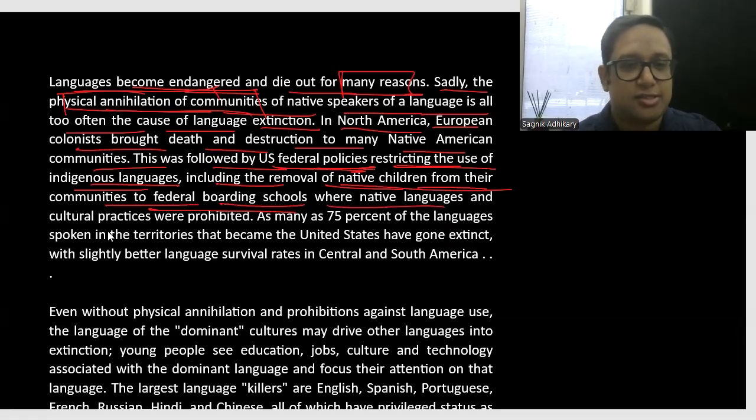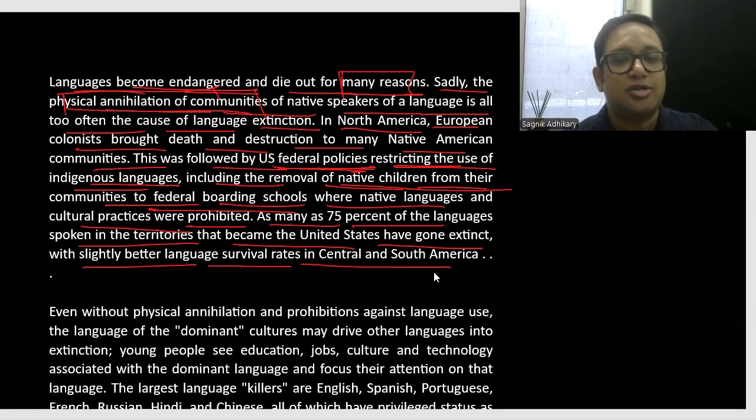Where native languages and cultural practices were prohibited, as many as 75% of the languages spoken in the territories that became the United States have gone extinct, with slightly better language survival rates in Central or South America. So, Central or South America has slightly better language survival. North America has seen largely a demise of up to 75% of the languages spoken.